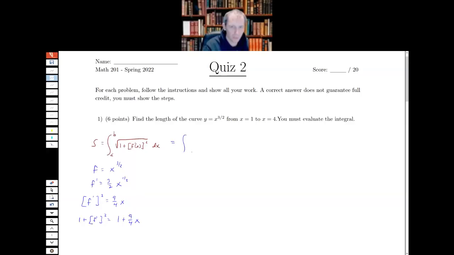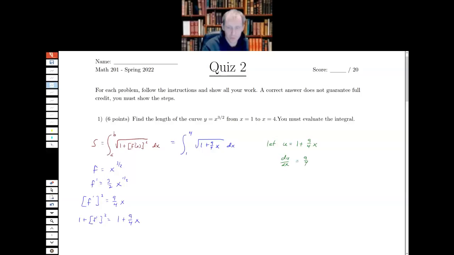So I'm going to have an integral. It gives me the limits, right, from x equals 1 to 4. I'm integrating the square root of 1 plus 9/4 x dx. The way that I'm going to integrate this is I'm going to use a u substitution. Let u equal 1 plus 9/4 x. Then the du/dx is 9/4.